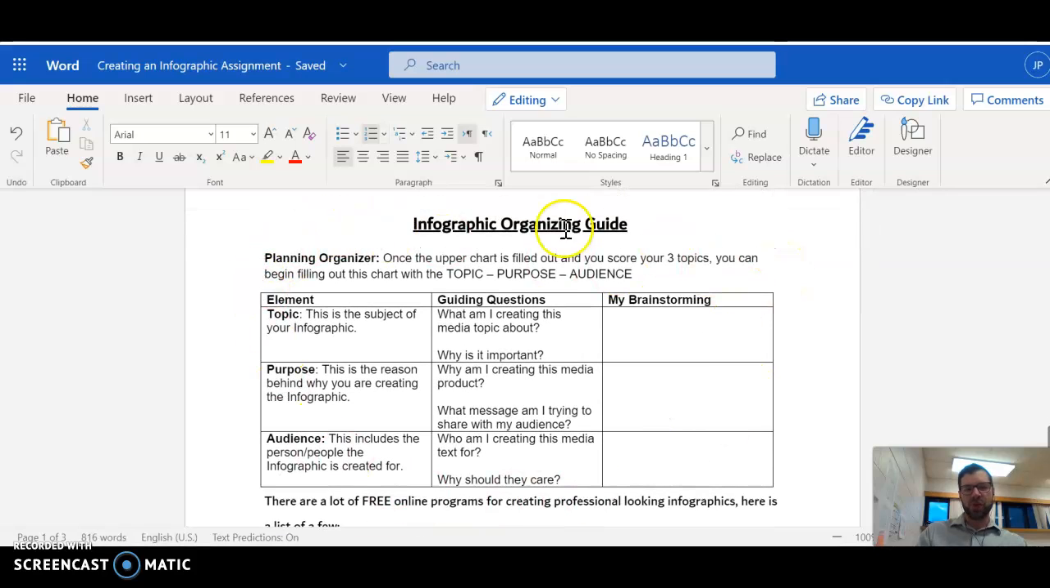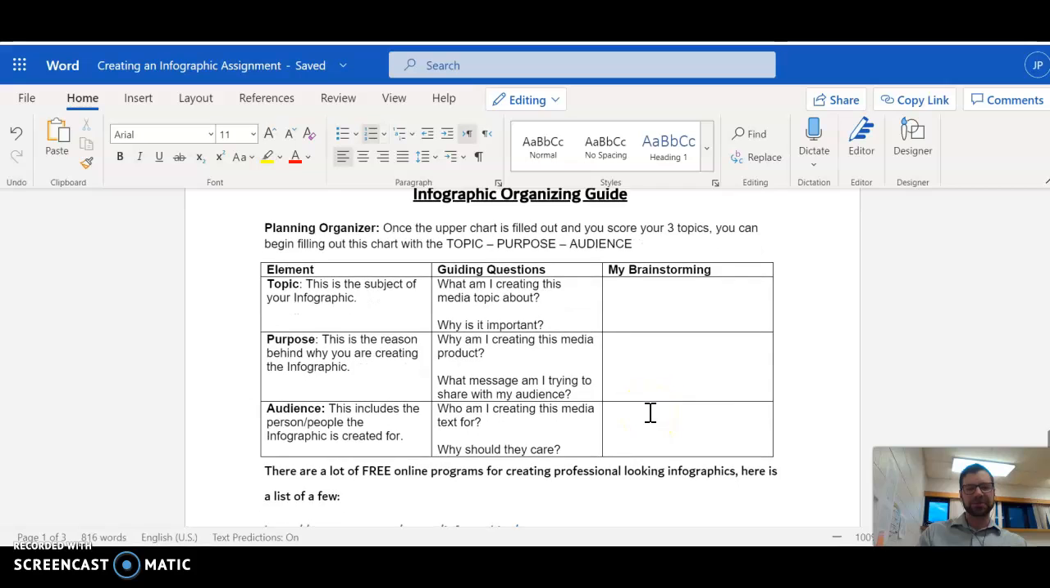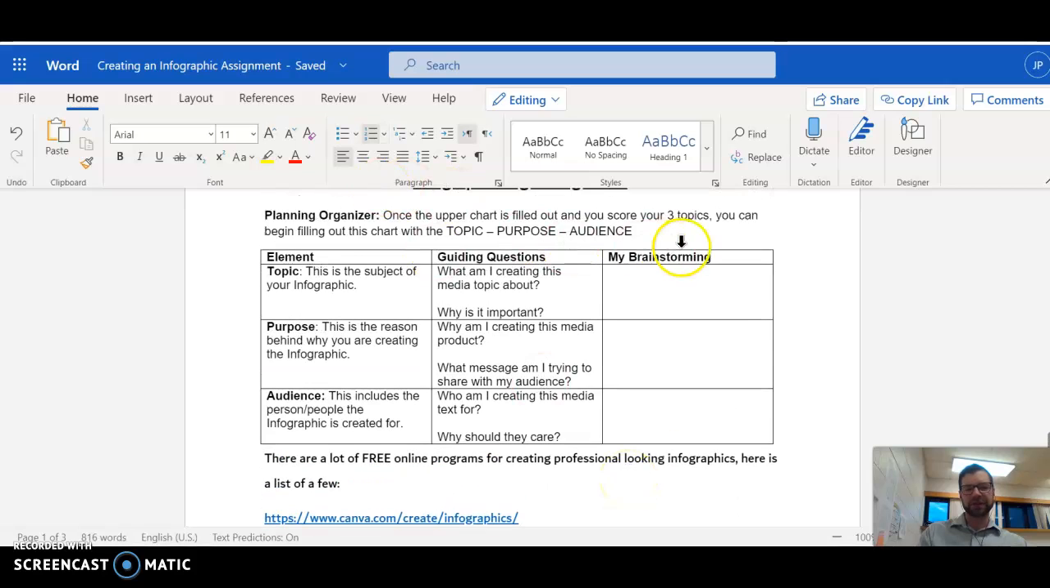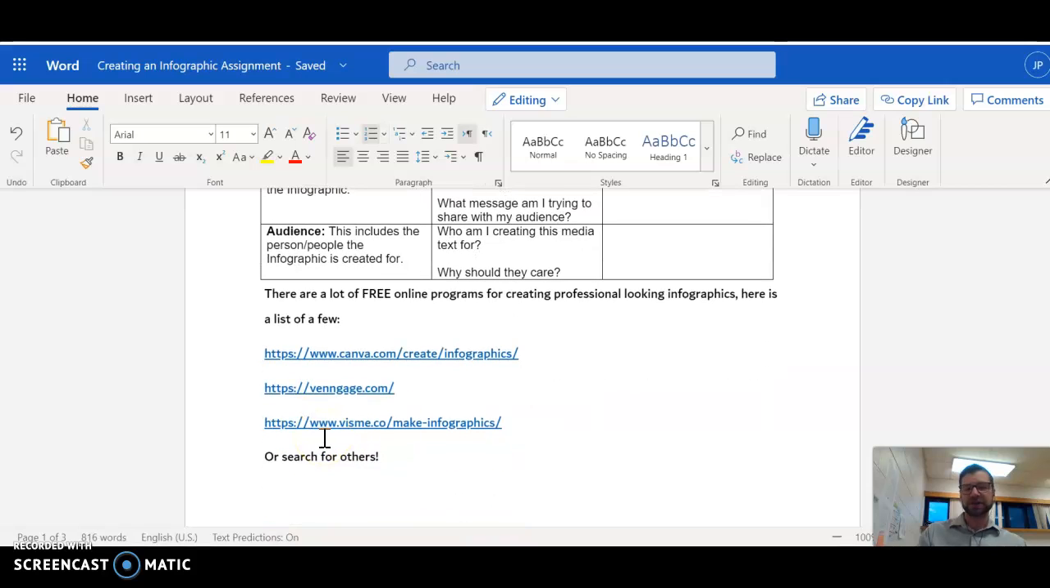Here is your organization guide. Planning organizer. Once the upper chart is filled out and you score your 3 topics, you can begin by filling out this chart with the topic, purpose, and audience. We talked about that. The TPA. Topic: the subject of your infographic. What am I creating this media topic about? Why is it important? This is the reason behind why you're creating the infographic. Why am I creating this media product? What message am I trying to share with my audience? And the audience, who's it for?